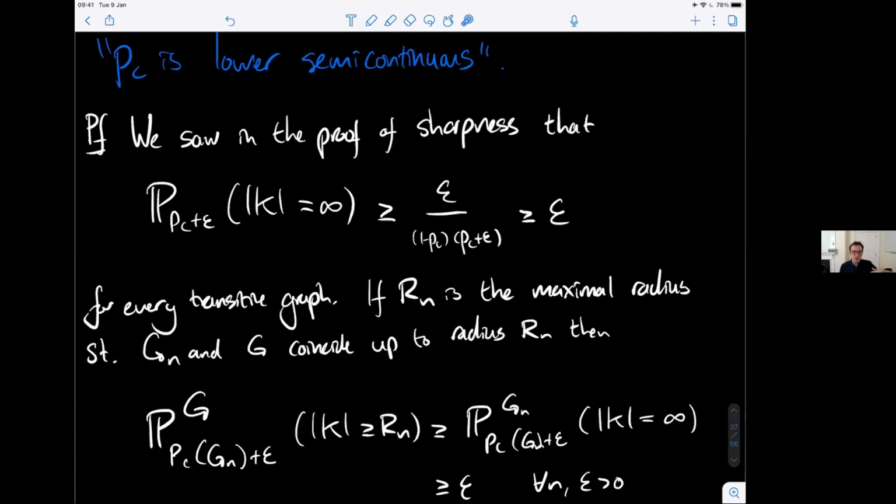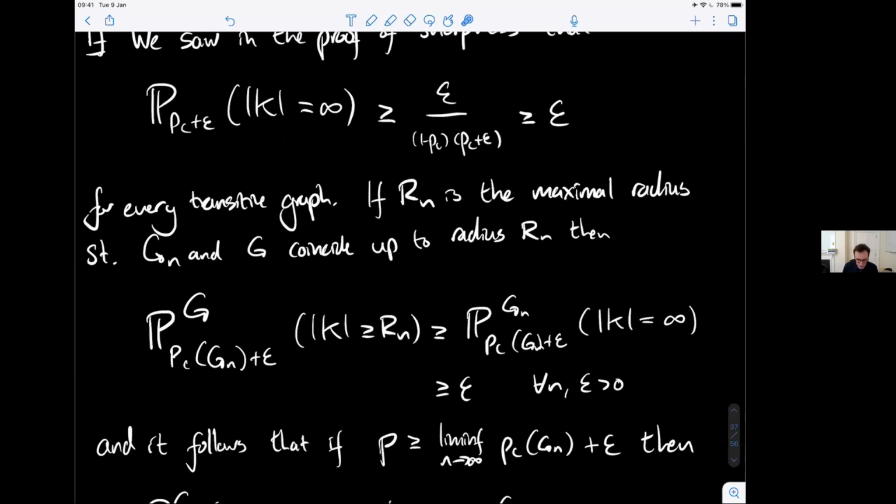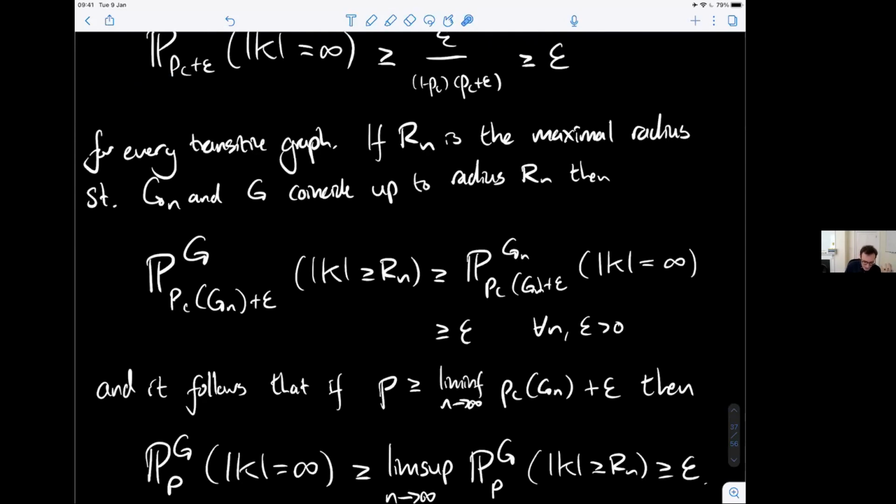But the proof of the part above PC was actually quantitative, and it gave that when you're epsilon above PC, the probability that the origin is in an infinite cluster is at least epsilon. And this bound holds uniformly, right? There are no hidden constants here. This is a totally uniform bound for every transitive graph. A consequence of this is that, let's say Rn is the radius up to which Gn and G coincide, so the balls are isomorphic. The local convergence exactly means that Rn tends to infinity as n goes to infinity.